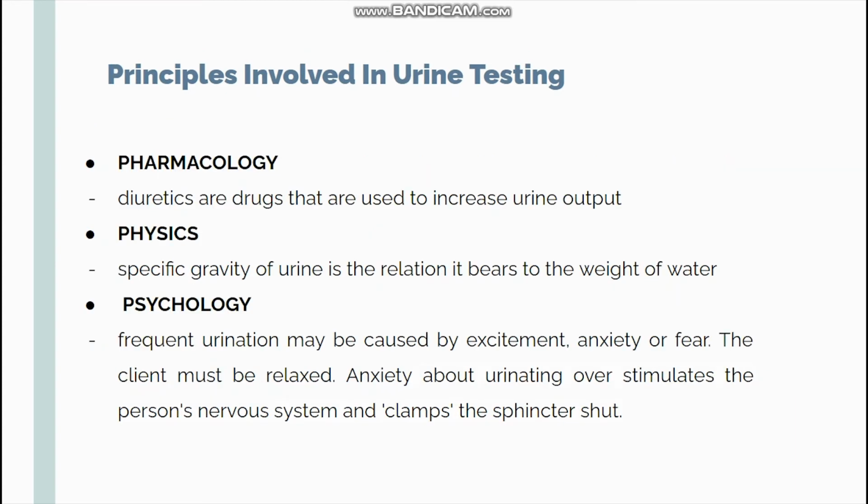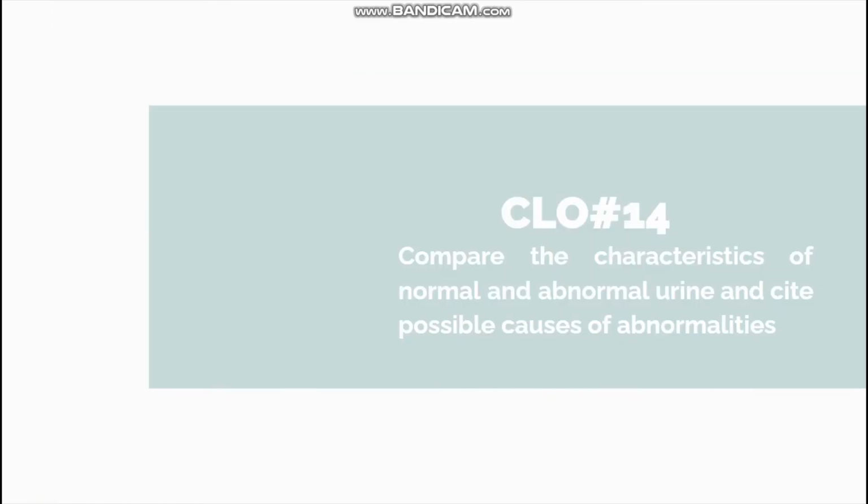Pharmacology. Diuretics are drugs that are used to increase urine output. Physics. Specific gravity of urine is the relation it bears to the weight of water. Psychology. Frequent urination may be caused by excitement, anxiety, or fear. The client must be relaxed. Anxiety about urinating overstimulates the person's nervous system and clamps the sphincter shut.